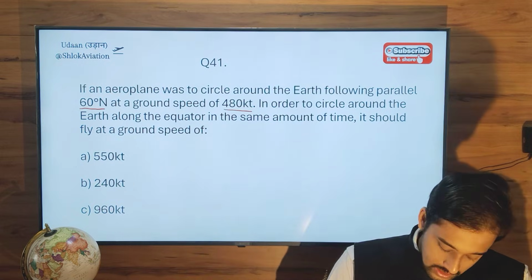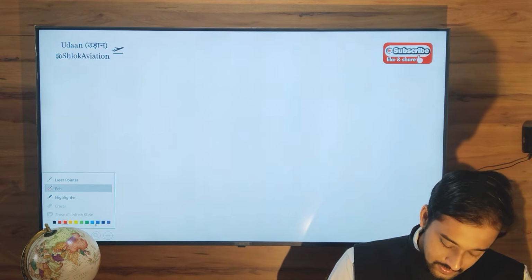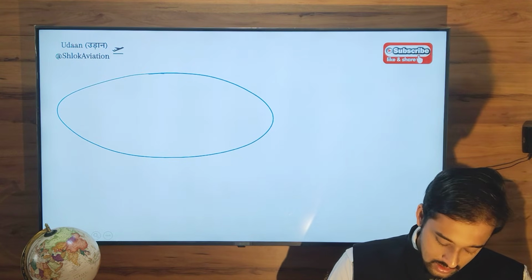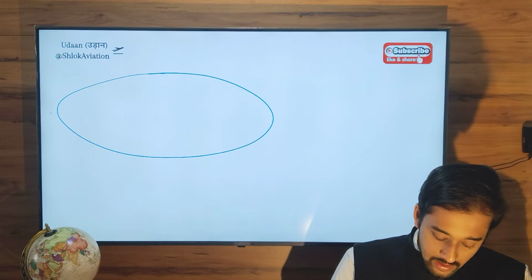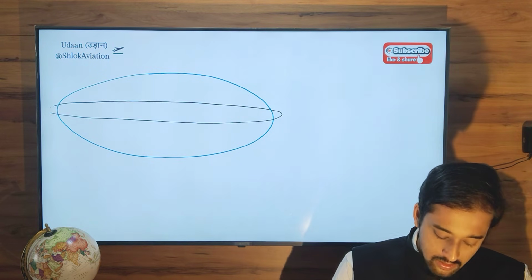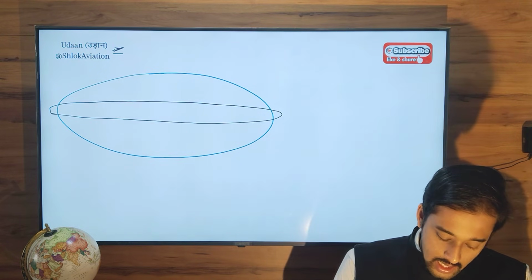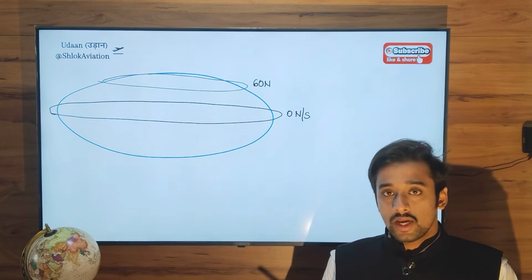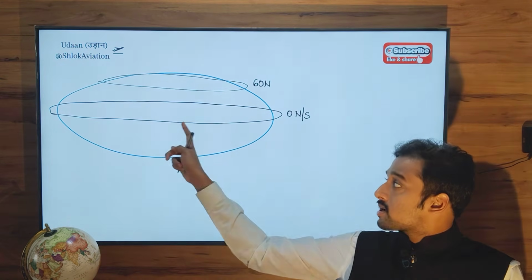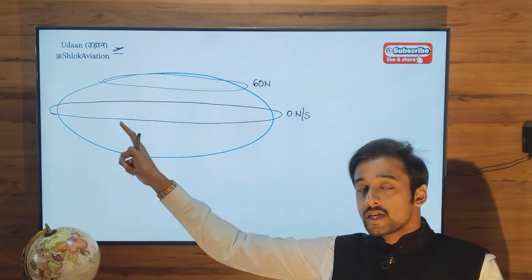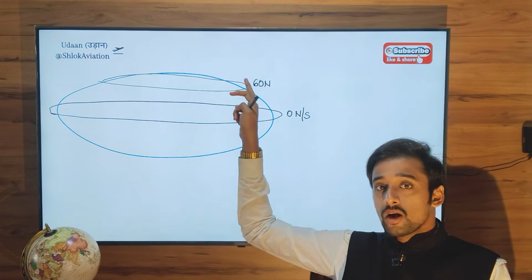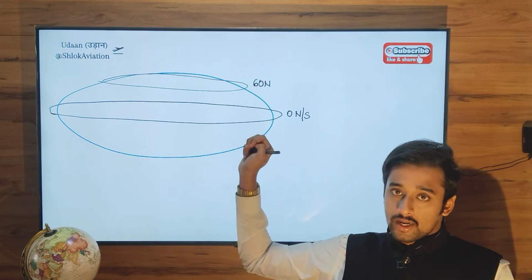Okay, so look at this. Now this is your earth. The shape of the earth is something like this. It is bulging at the equator. That means the distance around the equator is much more than the distance at 60° north latitude. The distance you will cover to make a full 360-degree rotation at the equator is much more than the distance you cover at 60° north latitude.